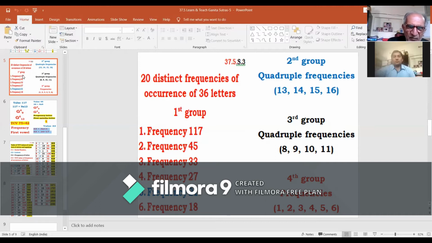The frequency 42 is again of single occurrence. Like that, 117, 45, 33 and 27, these quadruple frequencies occur only once. Then there is frequency 21. This frequency has triple. Frequency 18 as well has only single occurrence.